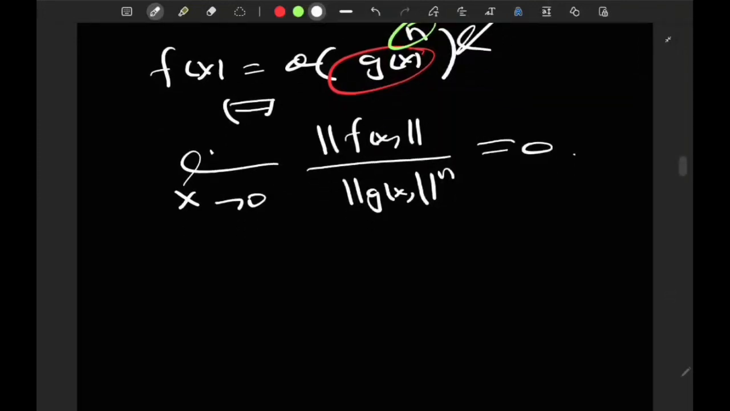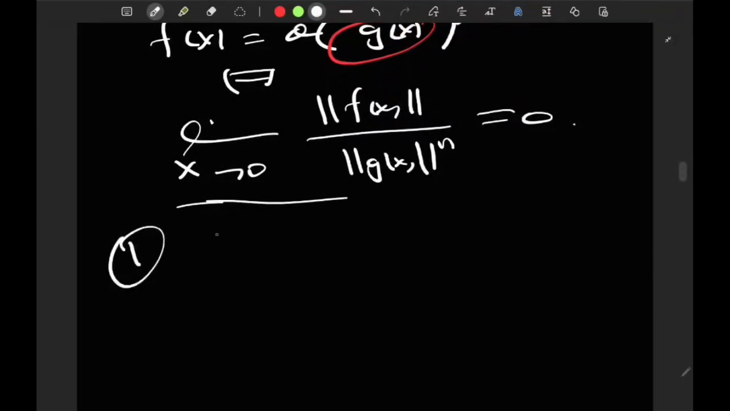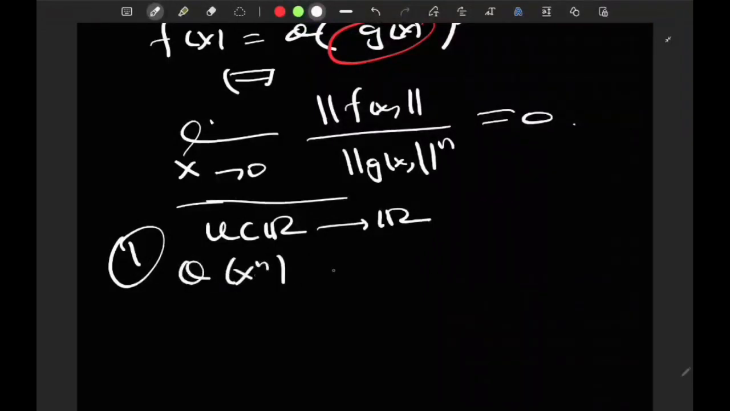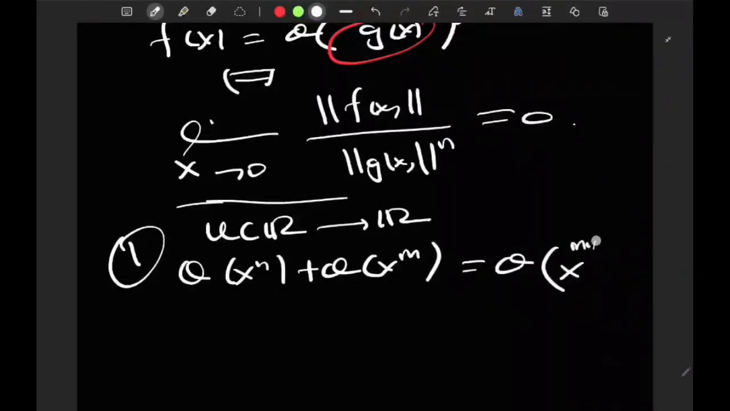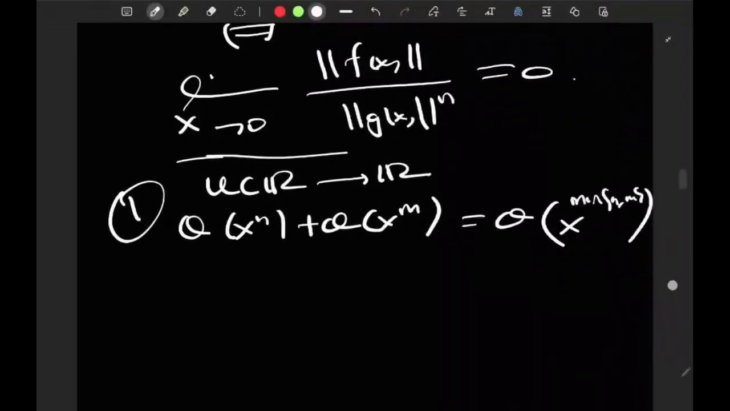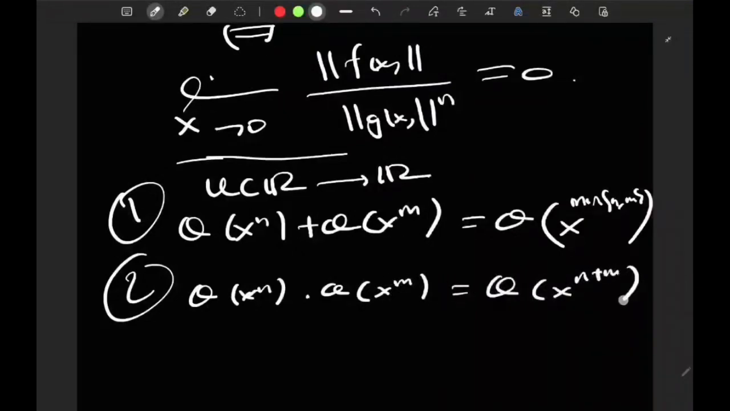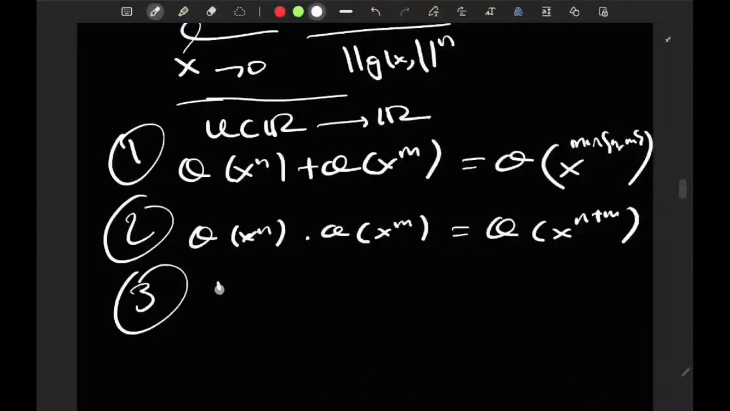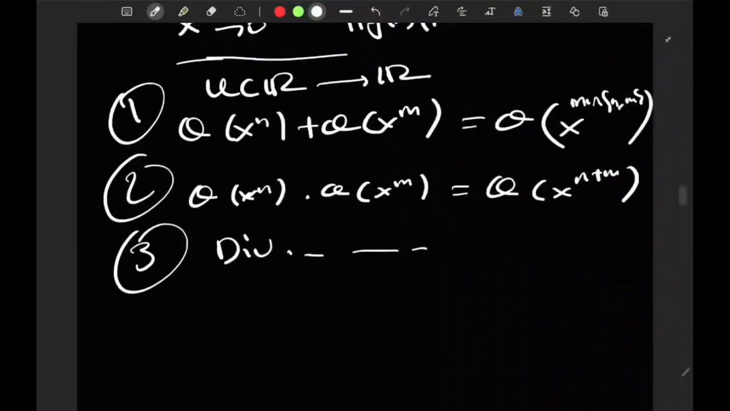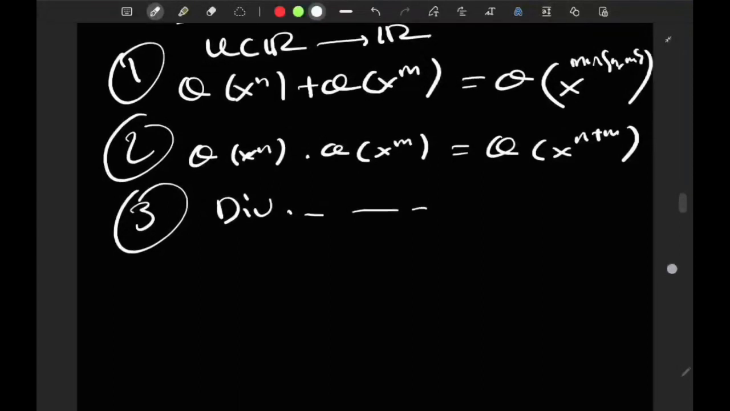What are some cool properties of the Landau notation? When you're in the reals, everything works smoothly. So if you have a function going from some open subset of the reals to the reals, you can safely say many things. So little o of x to the n plus little o of x to the m equals little o of x to the power of the minimum between n and m. This works. When you're saying little o of x to the n times little o of x to the m, this is the same as saying little o of x to the power n plus m. Same thing for division, what you expect for division, and of course, subtraction is no different than addition.